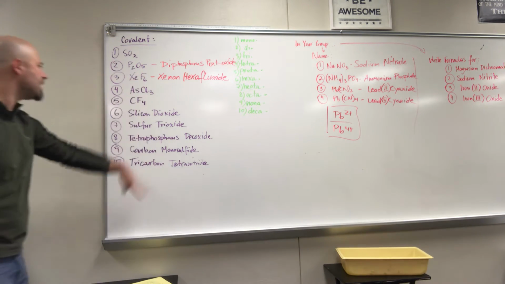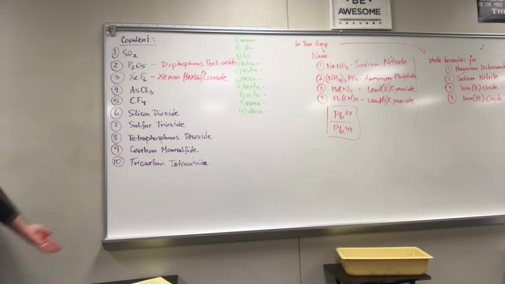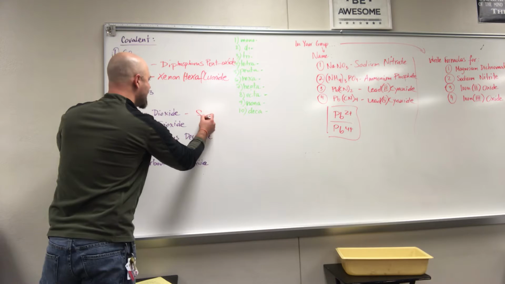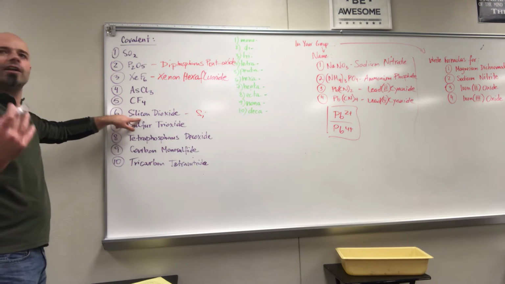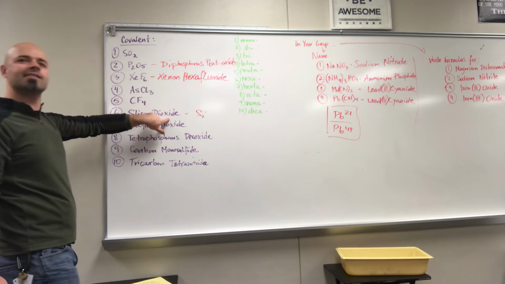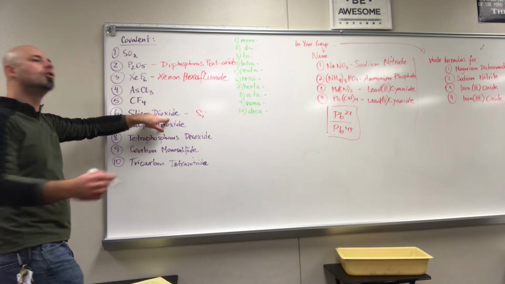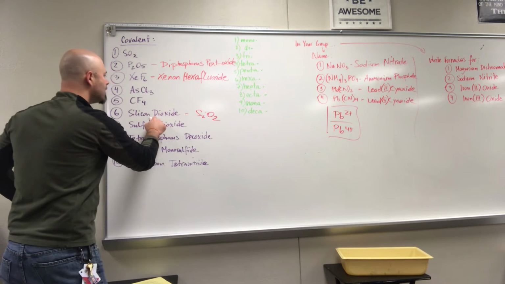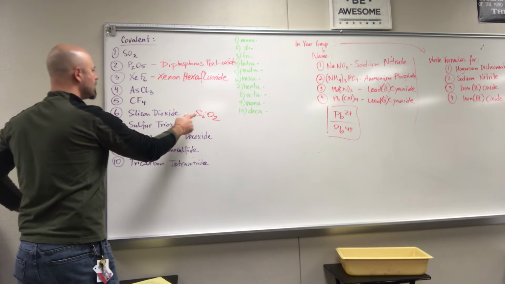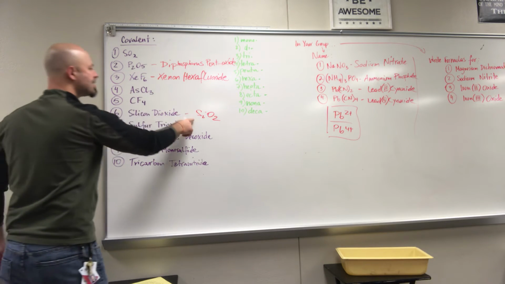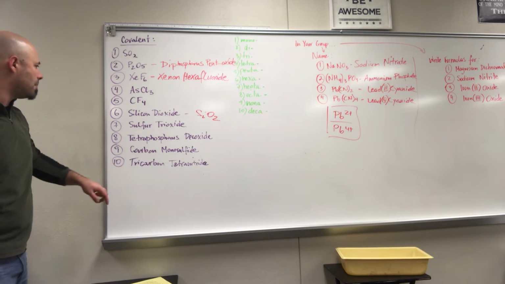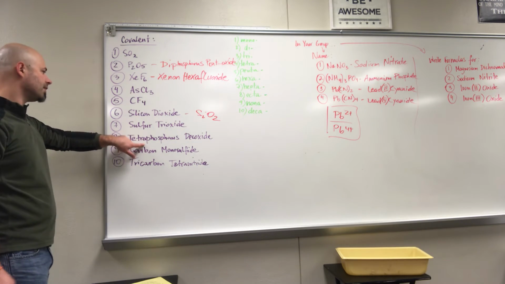Okay, let's do these. These, you do the same thing backwards. Silicon, so it tells me it's just 1 Si, because it doesn't say di or anything, right? Dioxide tells me what? 2 O, so O2. So the di always goes with the oxygen, don't confuse it with Si2O. It's SiO2 because it's dioxide, 2 oxygen.